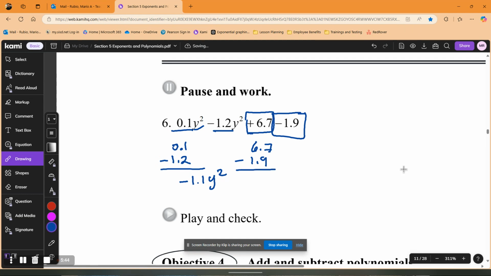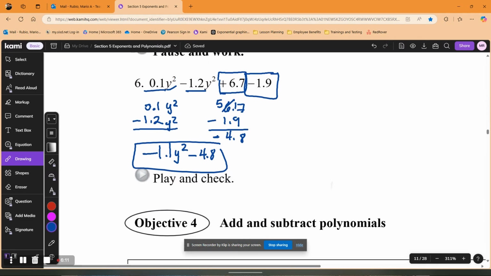That equals, I've got to do a little bit of math. 7 minus 1 is 6. No, that's 8. Don't forget the y squared. These don't have a variable, so it's just a number.